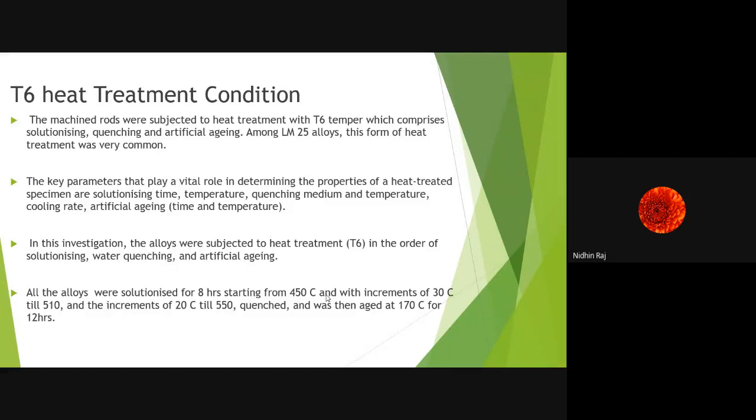Now, all the alloys were solutionized for 8 hours, starting from 450 with increments of 30 degrees Celsius till 510 degrees Celsius, and then increments of 20 degrees Celsius till 550 degrees Celsius. And then these alloys were quenched and then aged at 170 degrees Celsius for 12 hours.